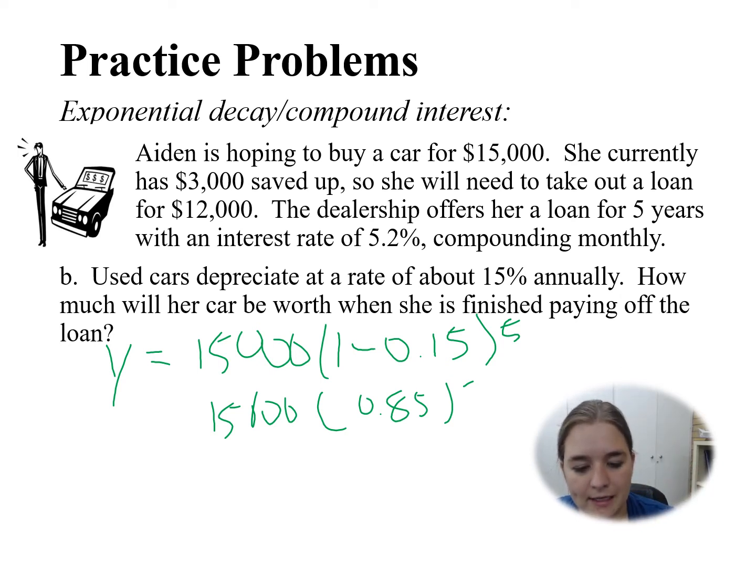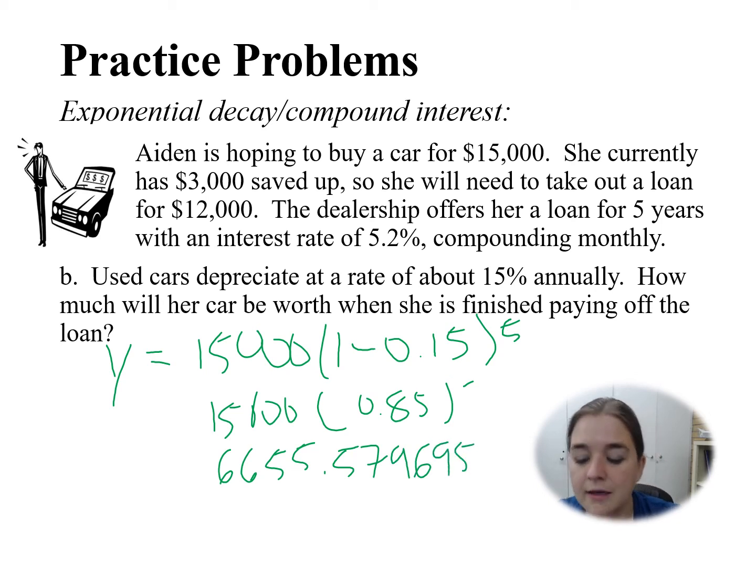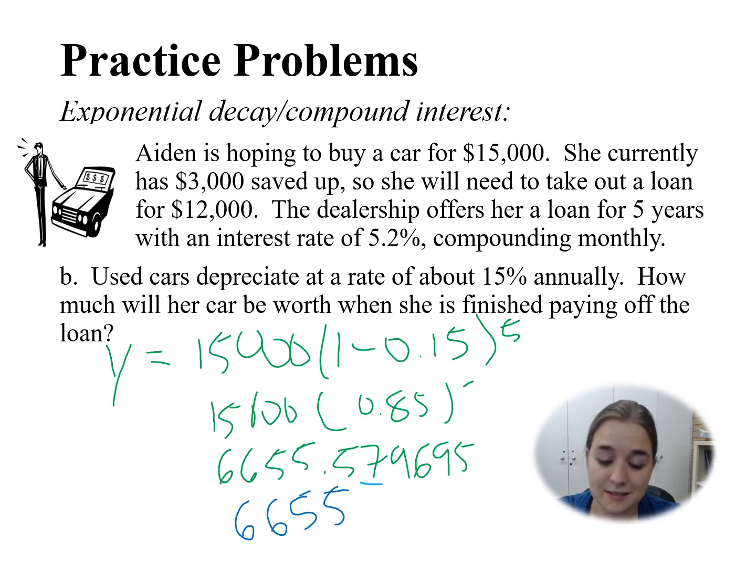So if I take 0.85 on my calculator and raise it to the power of 5, I get 0.443705313, and I'm going to multiply that by 15,000. And I get 6655.5799695. But because this is money, I know I want to round to the nearest hundredths value. So her car, by the time she's done paying it off, is going to be worth $6,655.58.